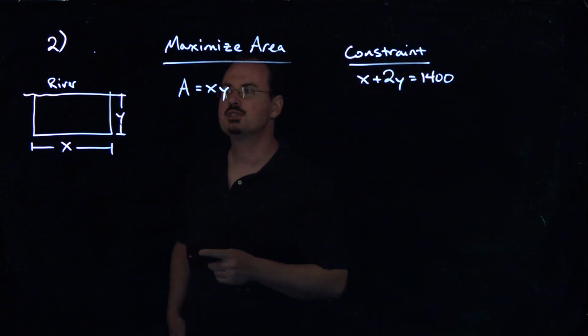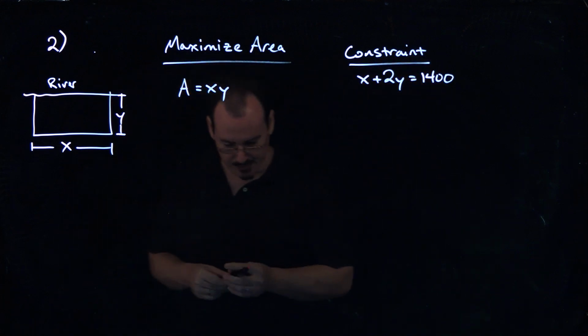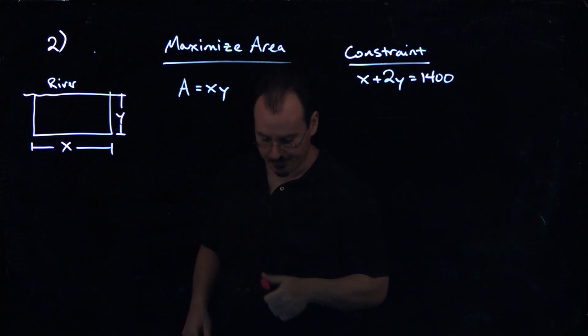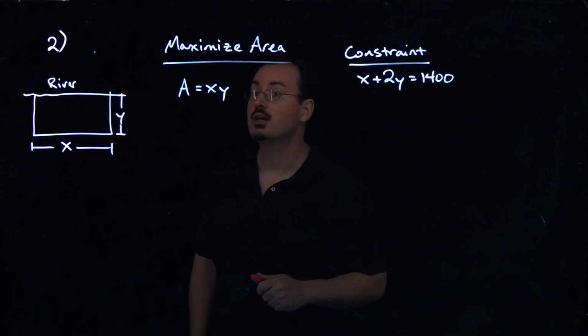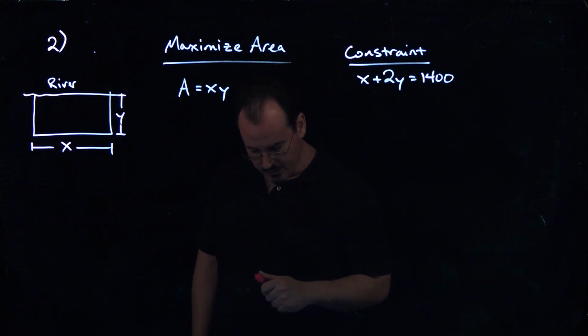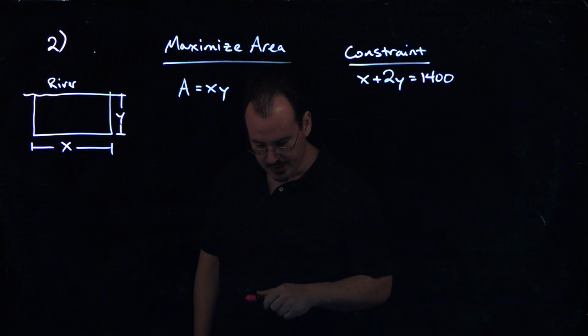Doing problem 2 from section 6.2. So this is another optimization problem, the last one. A campground owner has 1,400 meters of fencing. He wants to enclose a rectangular field bordering a river with no fencing needed along the river.